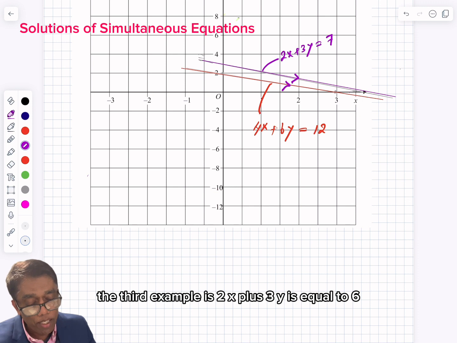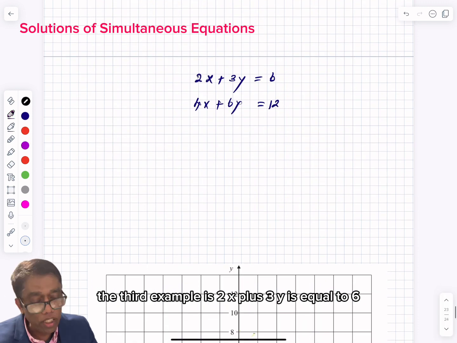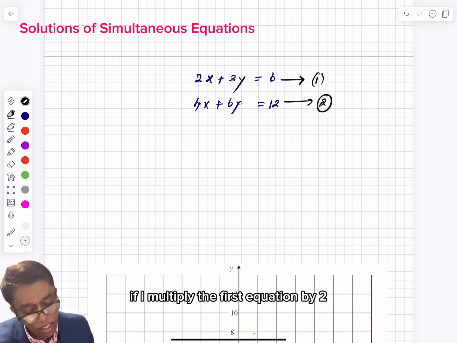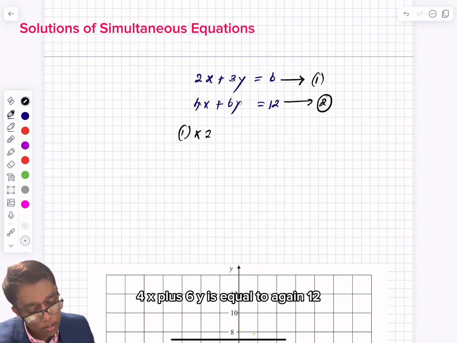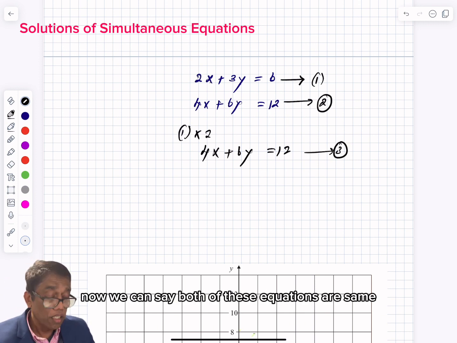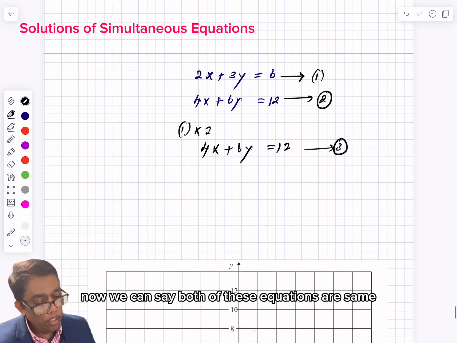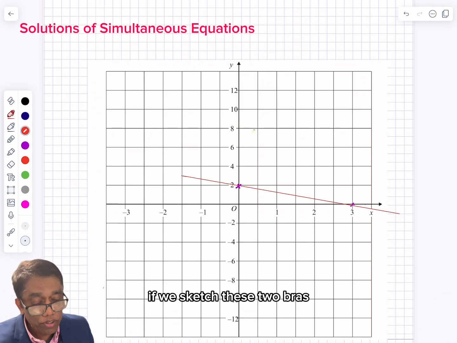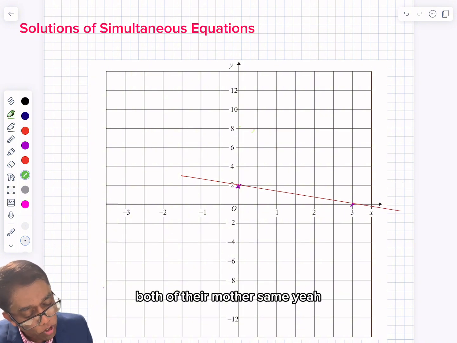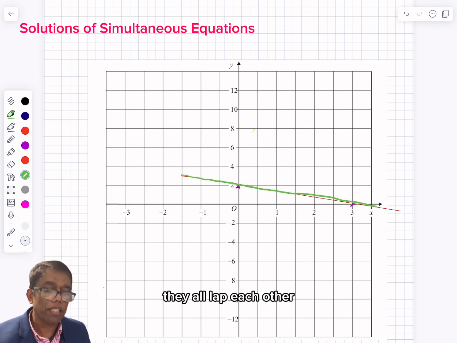What is my third example? The third example is 2x plus 3y is equal to 6. It is my first equation. 4x plus 6y is equal to 12. It is my second equation. If I multiply the first equation by 2, 4x plus 6y is again equal to 12, the third equation. Now we can say both of these equations are the same. If I sketch these two graphs, they overlap each other, or they coincide. Both of them are the same. They are two straight lines that overlap each other.